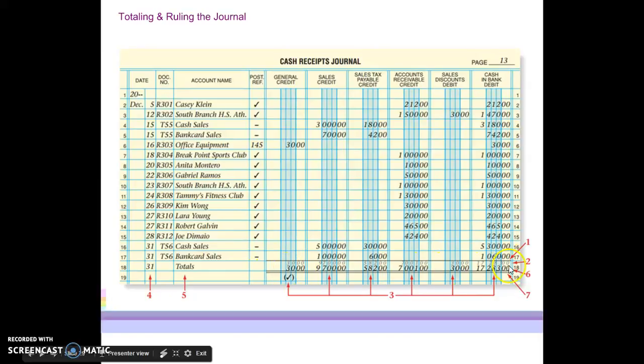Then we calculate the column totals. Then we double rule, indicating the journal is complete. You will put a check mark in parentheses underneath the general credit column because this $30 was posted individually. You will find out as we go through chapter 16 that these other columns are going to be posted as totals. We'll get to that in just a second.